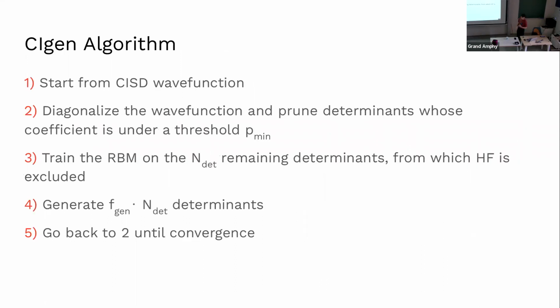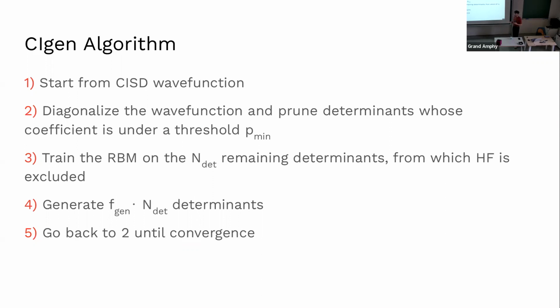And now the CIPSI algorithm is like the one before. I start from the CIPSI wave function in my case. I diagonalize the wave function. I prune the determinants whose coefficients are under a threshold. And then I train my RBM on the remaining determinants, from which I exclude the Hartree-Fock determinant, since it usually represents 0.95 of the probability. It's not interesting to keep it.